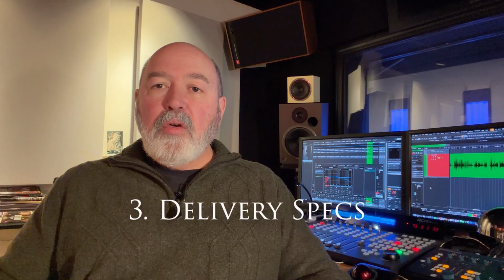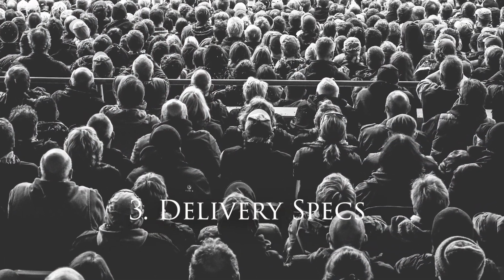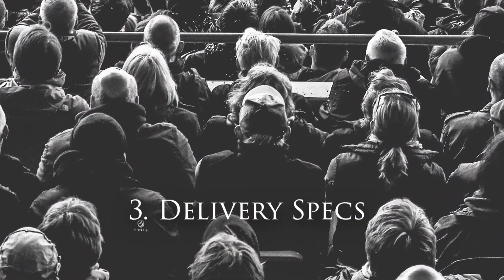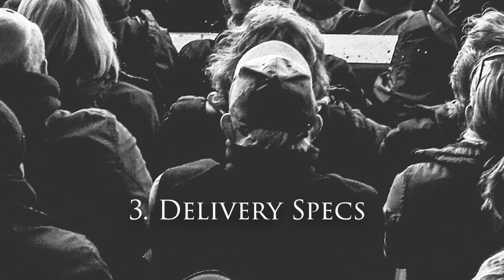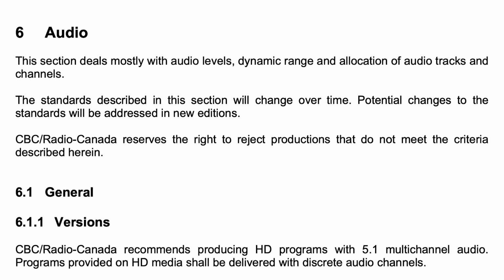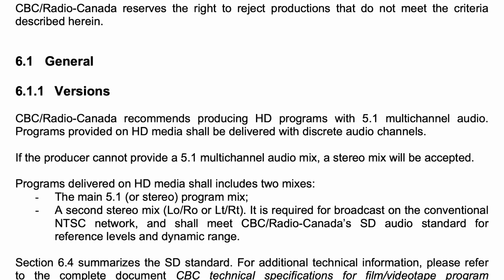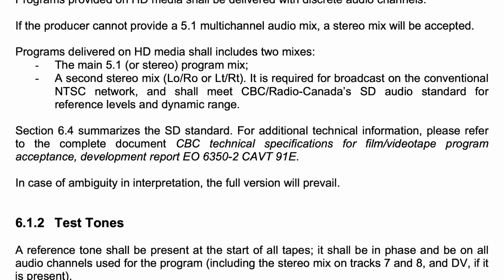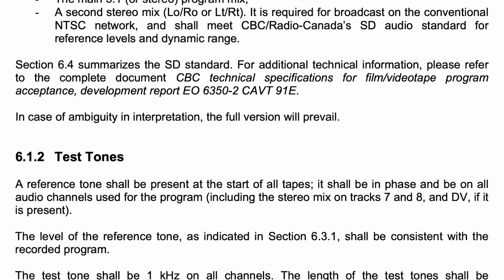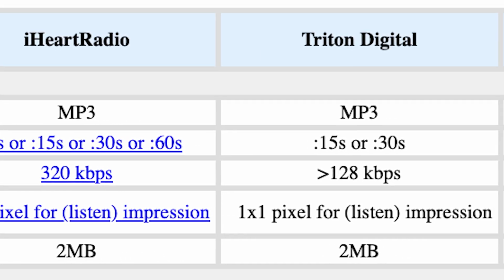Number three, know your delivery specs. This is sometimes the most detailed part of setting up a session. Establish who, where, and how people will listen. This will help determine your sample and bit rate. It's best to start and end with the same sample and bit rate all the way through the project. There will usually be different specs for various delivery points, like streaming, CD, Blu-ray, and so forth. So address those individually after the mix.